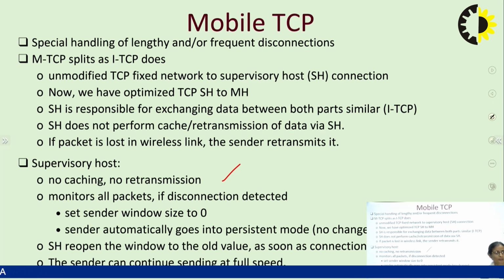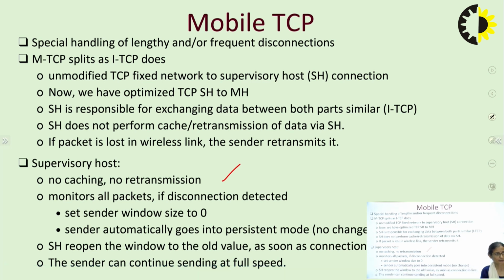It monitors all the packets. If a disconnection is detected, it sets the sender window size to 0. Now the sender automatically goes into persistent mode. SH reopens the window to the old value as soon as the connection is live. After this, the sender can continue sending at full speed.